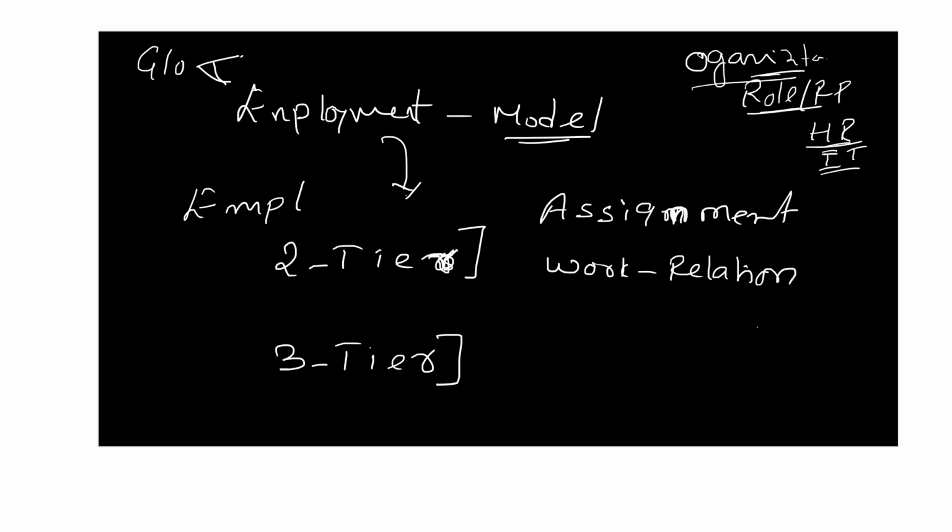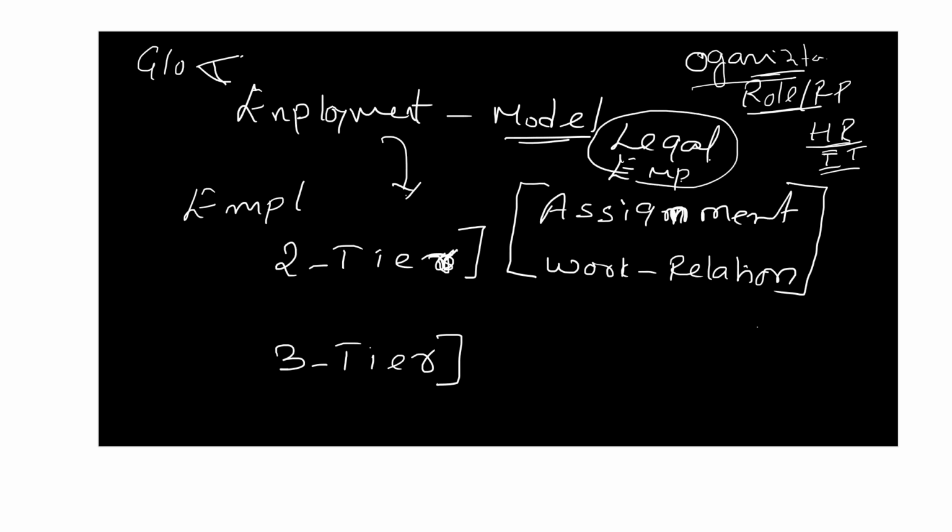When we are dealing with only these two terms, like a person having an assignment in a single legal employer, with an assignment and a work relationship, that type of model will come as a part of my two-tier. Simple. If I am dealing with these two components, then my model will be defined as two-tier. What different options are there in two-tier, I will explain shortly.